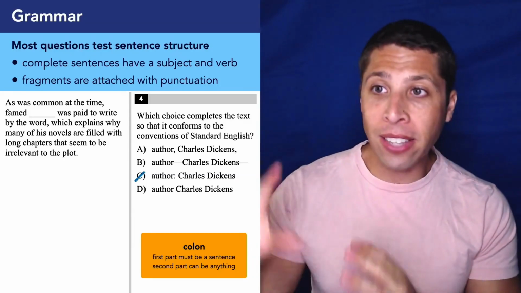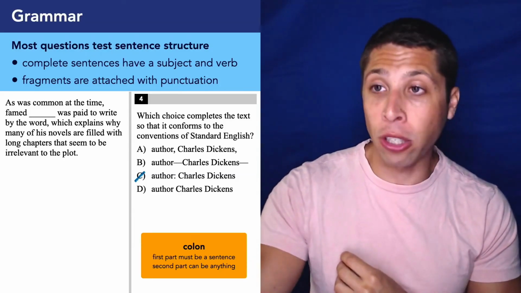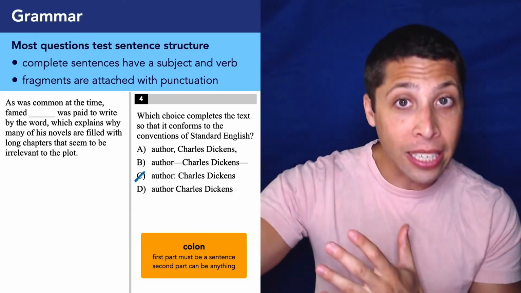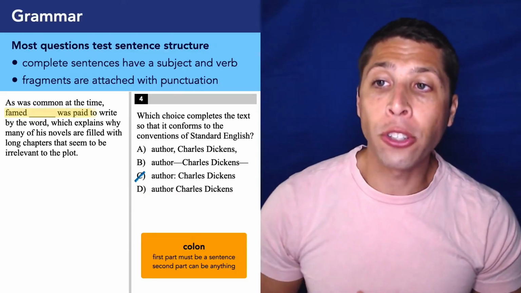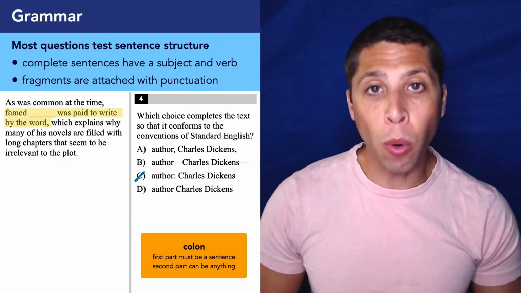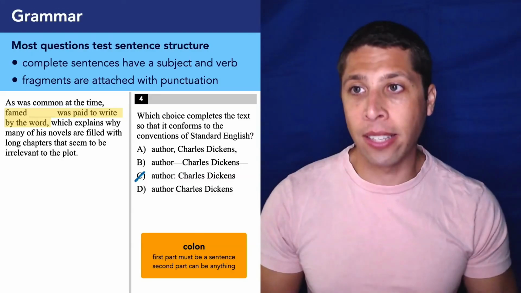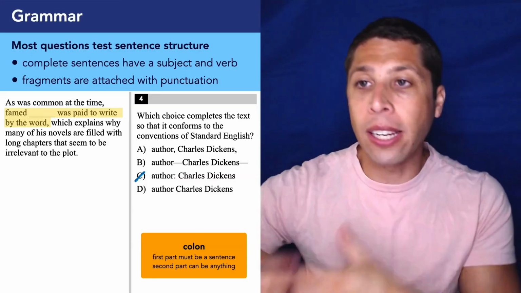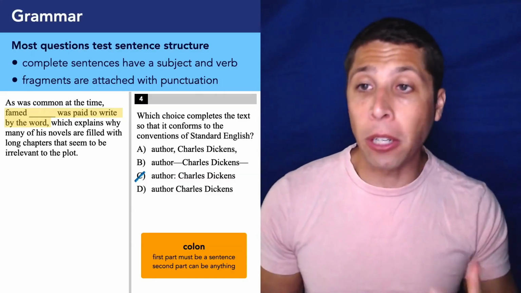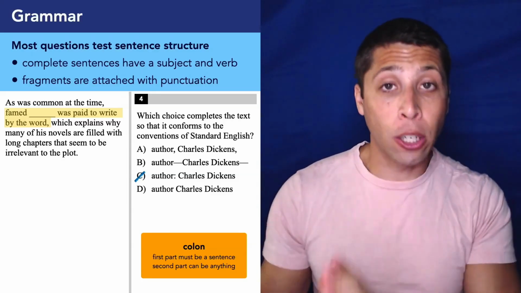Now, looking at the rest, that first part is definitely an extra clause, as was common at the time, leading into something. Famed author Charles Dickens was paid to write by the word. That sounds like a sentence. We have the author, we have Charles Dickens, he was paid, right? So there's a verb there. So that is something that could stand on its own.